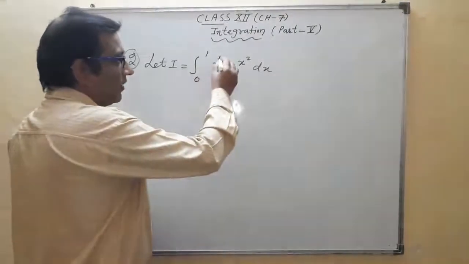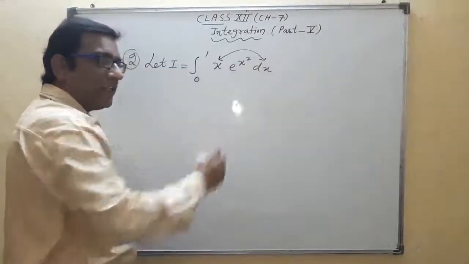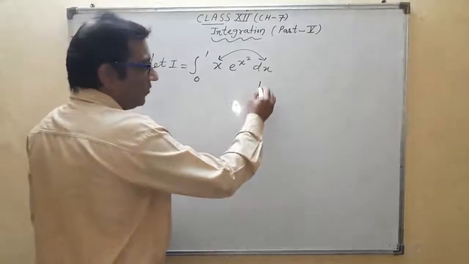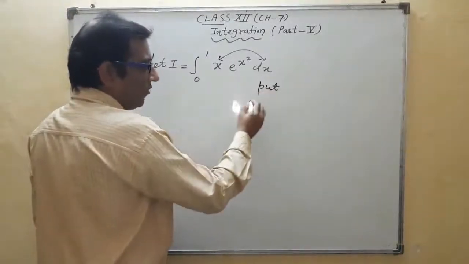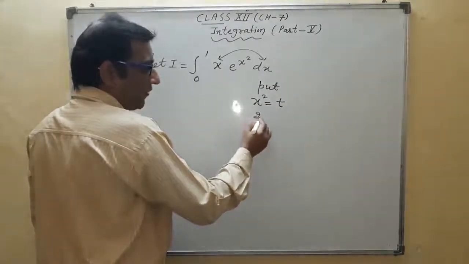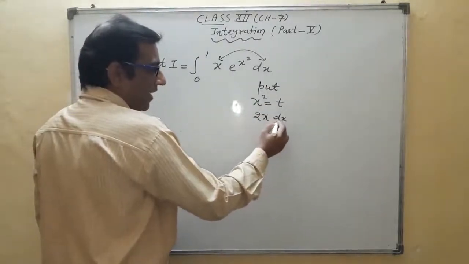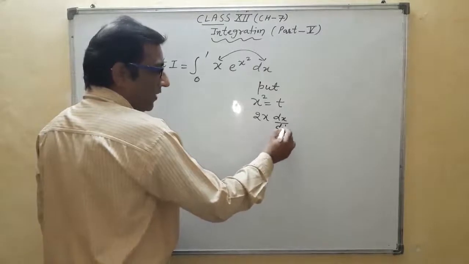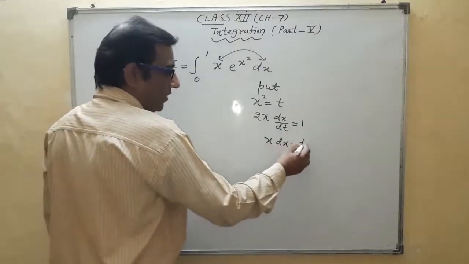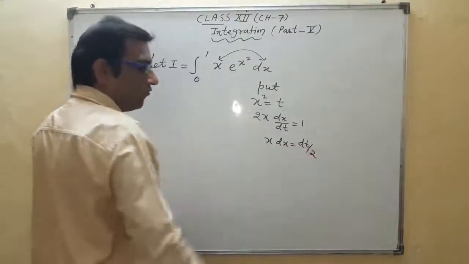If we see here, x dx is the differentiation of x square. So first we will convert it into the simplest form. We will put x square as t, and when we differentiate it with respect to t, it can be written as 2x dx upon dt equals 1. That's why we can say x dx equals dt upon 2.